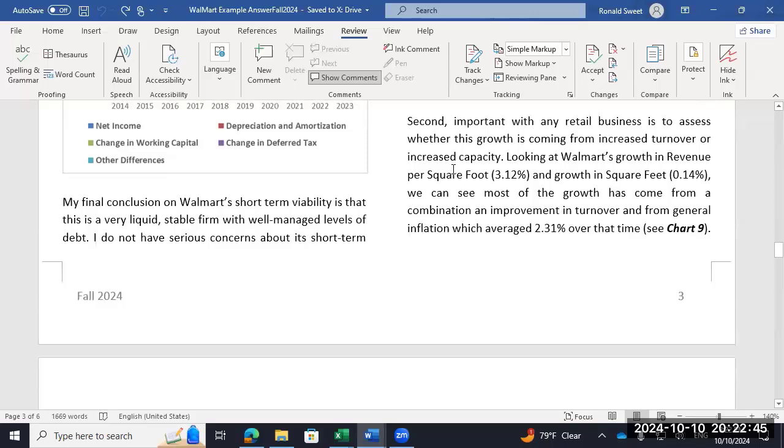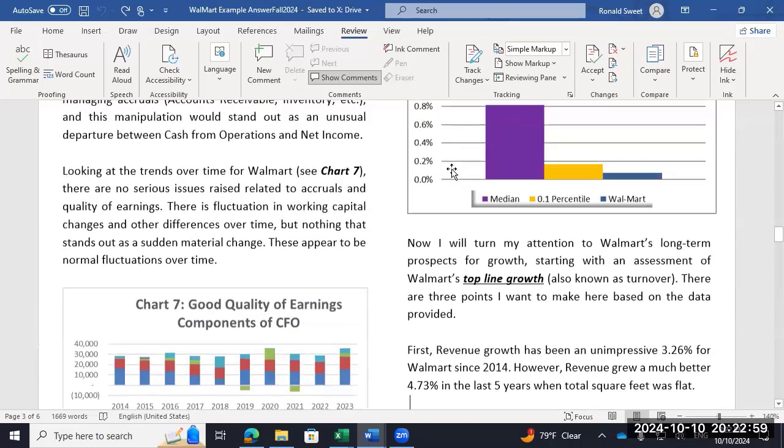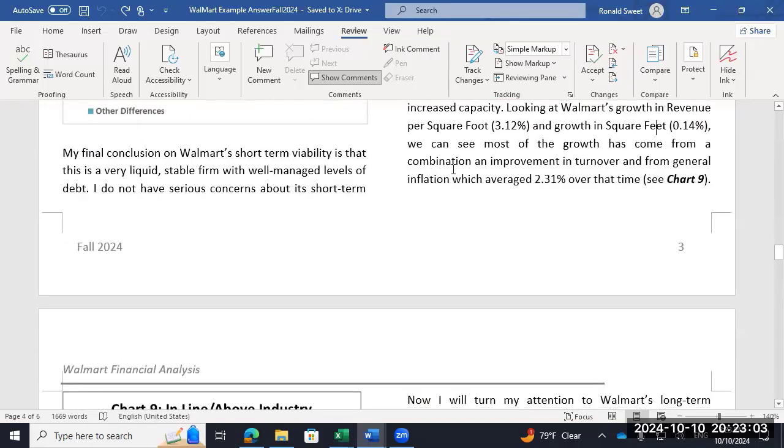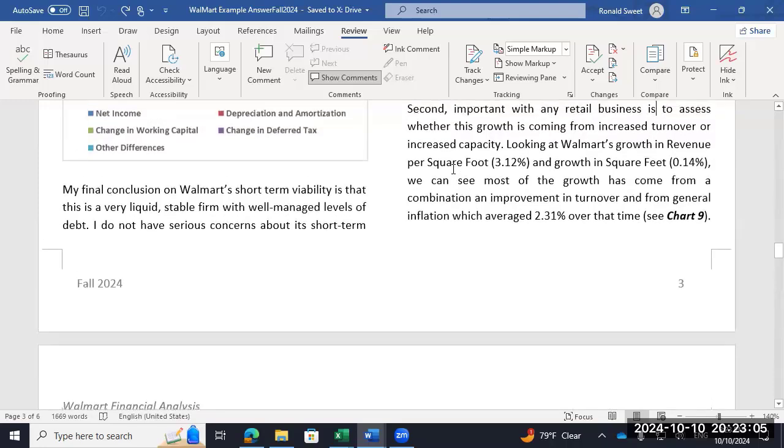Second is with any retail business, assess whether growth is coming from improved turnover or increased capacity. And students mess up on this every time. If you're on your iPhone right now, you'll mess up on it too. Or if you're on social media somewhere, I can tell who's not paying attention on this one. This is a paragraph that gives it away. My graduate students just did this, and about half of them were on social media, I could tell.